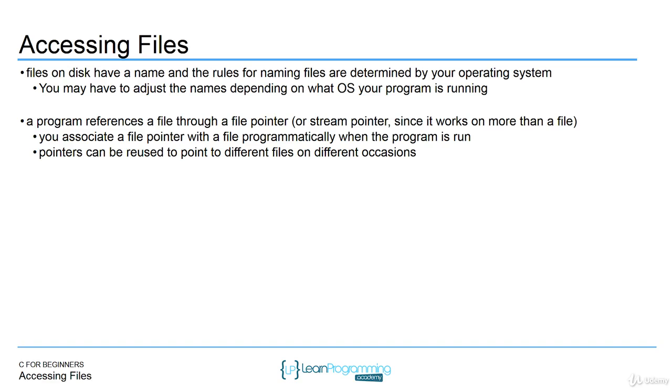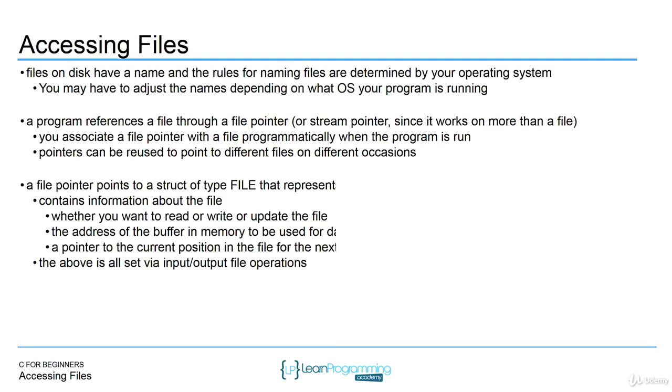We use these file pointers as a more effective way to point to the files as opposed to the name, because the name can be a little bit different. The pointer will represent what it's actually pointing to. And you can reuse the pointers to point to different files on different occasions, which again was represented by the file name. A file pointer points to a struct of type FILE that represents a stream.